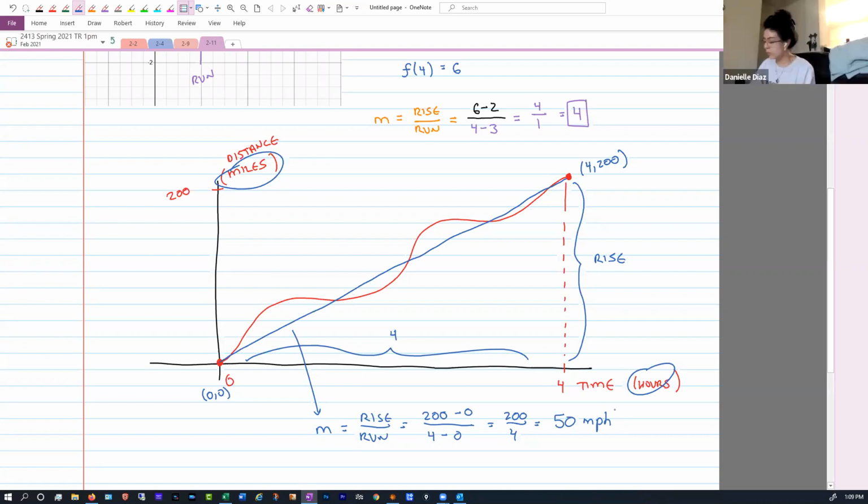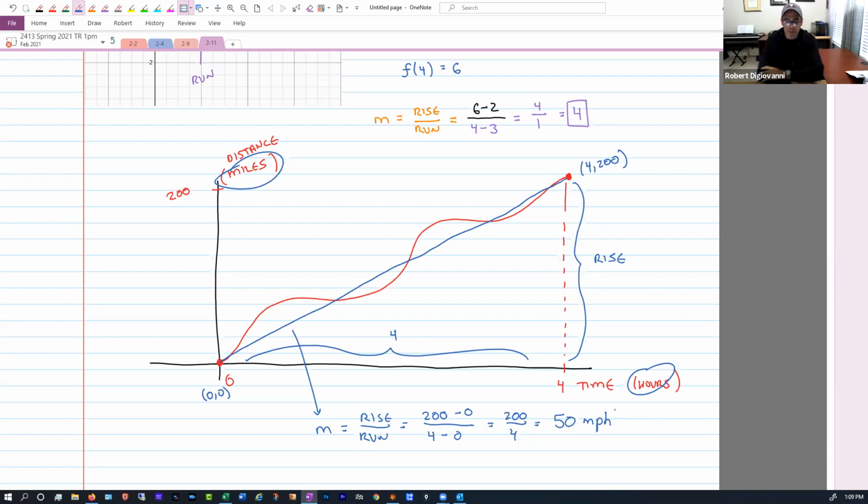Now, does that mean that every single moment in time you were traveling 50 miles an hour? No. You sped up, slowed down. Sometimes you were driving 30 miles an hour. Sometimes you were driving 85. It just depends, right? But your average rate of change, in this case, would be 50. Does that help kind of explain why we need to call it an average rate of change? Okay. Any other questions on that?